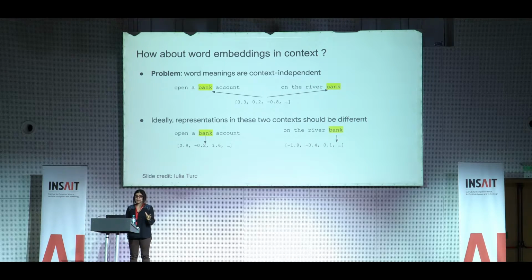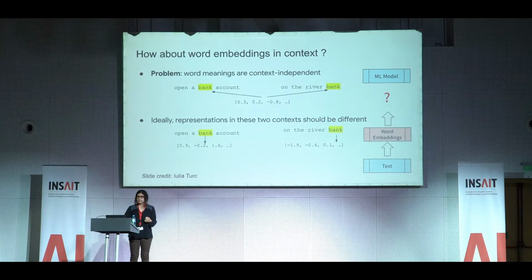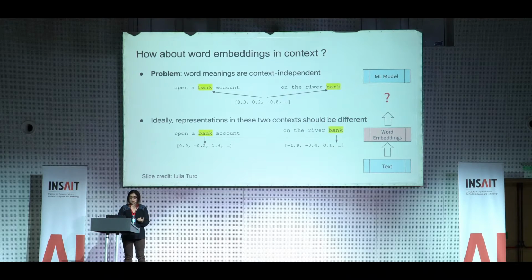we know that words in different contexts have different meaning. For example, the word bank in the phrase open a bank account means something different from bank on the river bank. And ideally, when we have our machine learning model, we would be able to tell it that the vectors of these words should be different in the different contexts, and also tell it how they should be different. In other words, we want something that sits on top of the word embeddings and tells us how to make different vectors depending on the context.